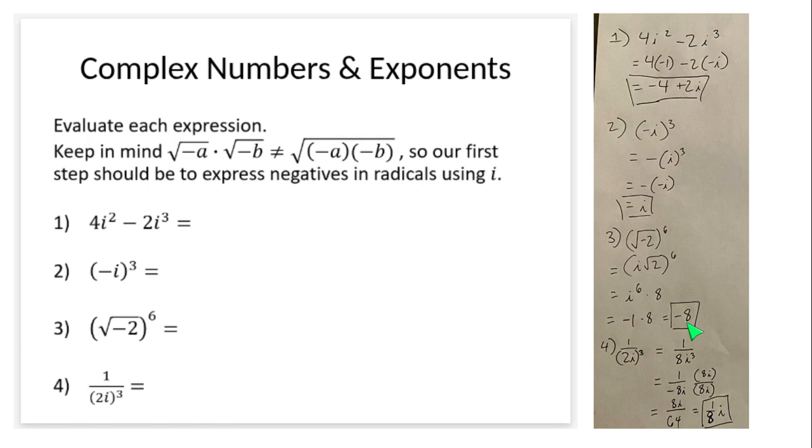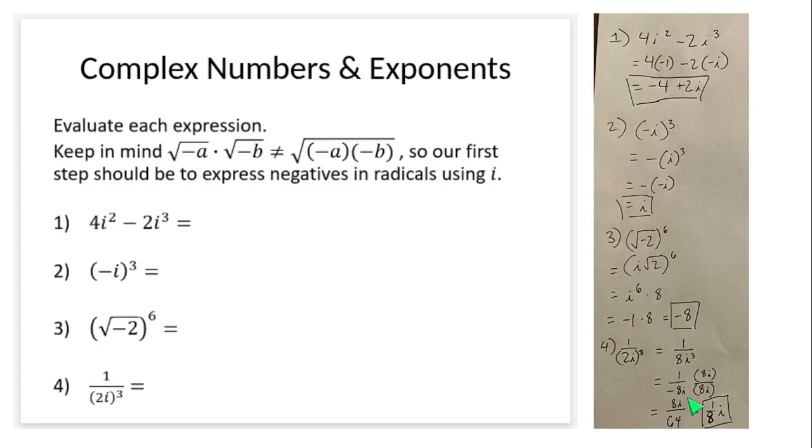Finally, for number 4, I have 1 over 2i cubed. Now, first thing I'm going to do is apply this exponent to the 2 and to the i. So I have 8i cubed. Now, i cubed is negative i. So 8i cubed is negative 8 times i.